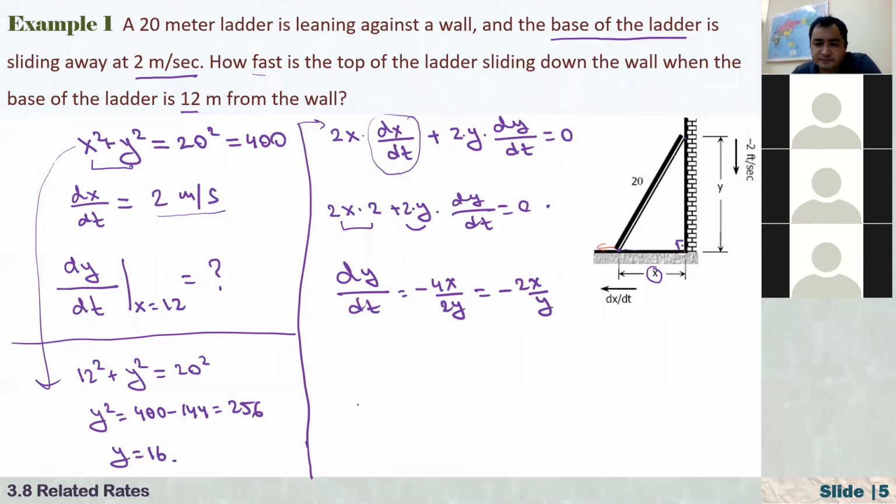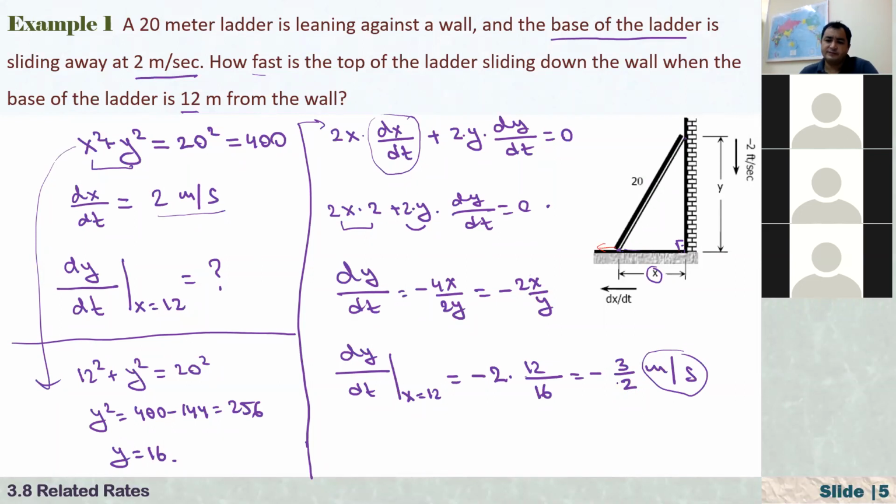It is possible, right? So now from here, dy/dt, that is the rate of change of y with respect to t at x equals 12, is equal to minus 2 times x, where x equals 12 and y equals 16, which is equal to minus 24 over 16, that is minus 3 over 2 meters per second. Okay, that's just the unit.